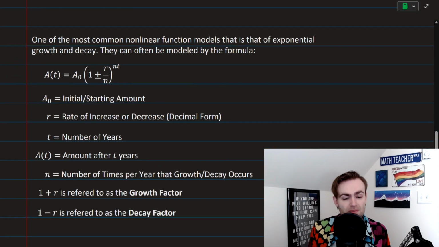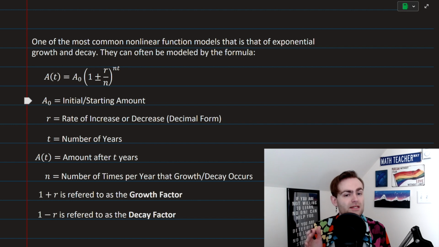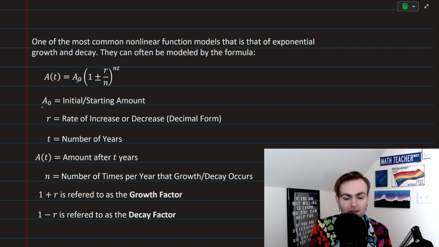Most exponential growth and decay is going to look like this, which looks very scary. It is really no numbers except for the 1. So what does each part really mean? Well, the a sub 0 is your initial or starting amount. R is the rate of increase or decrease as a decimal. So if it's 5%, you're not going to put a 5 there, you're going to put a 0.05.